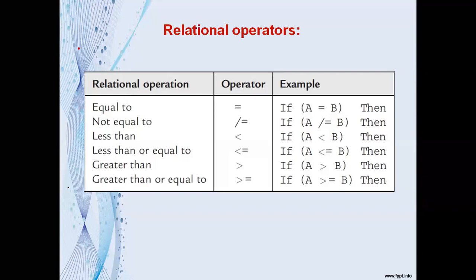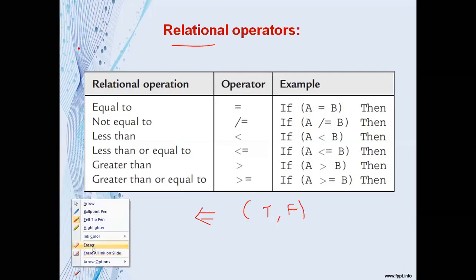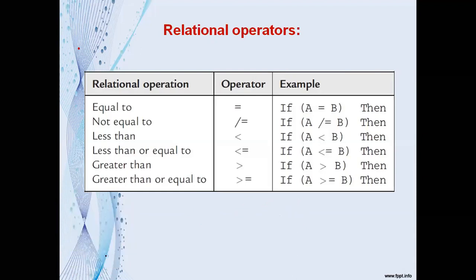Another point is the result of these relational operators. The result of these relational operators is always a Boolean type. What is a Boolean type? A Boolean type will have only 2 values, true and false. Whatever relational operation you perform, the result of the relational operator is a Boolean type. We can see an example of this.